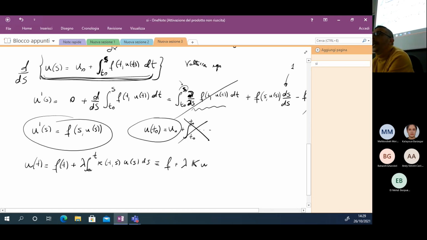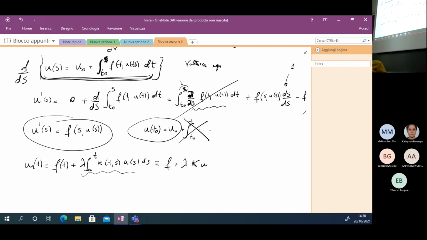And I already told you that when I'm using this operator equation, it's easier if you think about this as if I'm writing some matrix equation. So basically, this lambda K u is just a short notation for what I wrote here. It's lambda times the integral between a and t, etc.